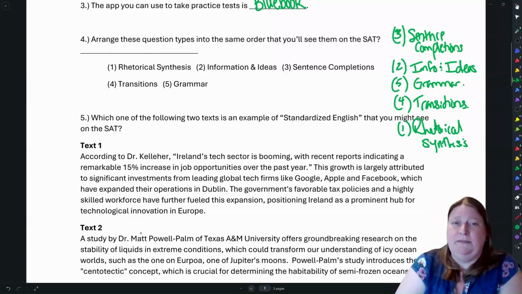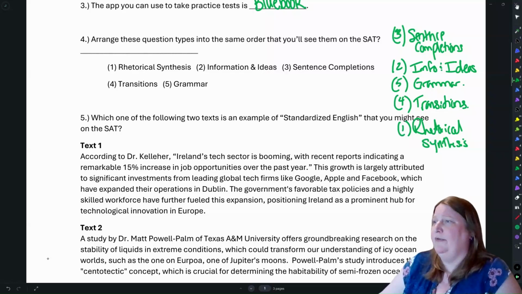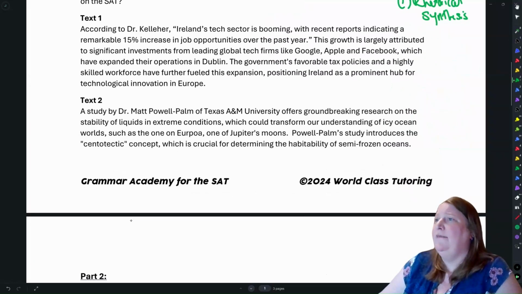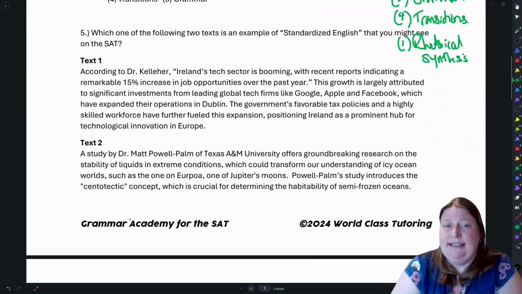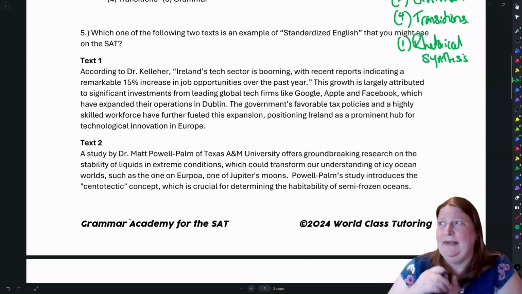All right, so that was the first part of the quiz. Oh, one other thing for the quiz. Which of these would we consider standard English conventions? They both seem pretty standard. Remember, standard English conventions means academic language. But there's 2 reasons why text 1 would not qualify as standard English conventions on the SAT.